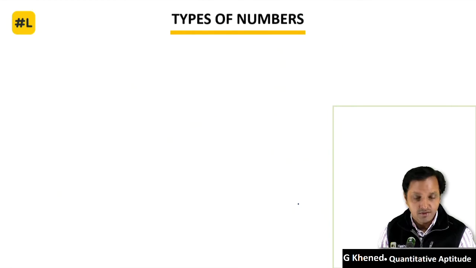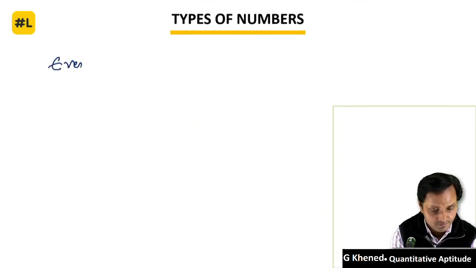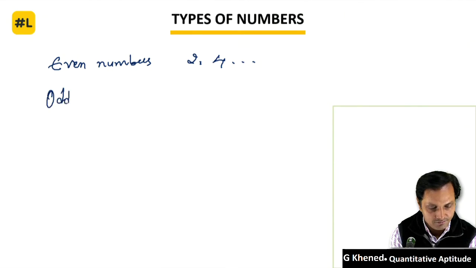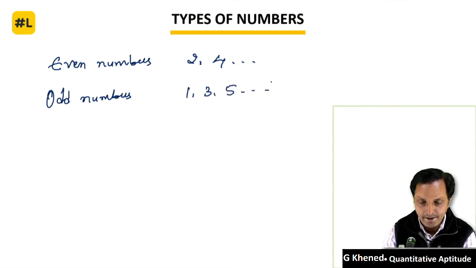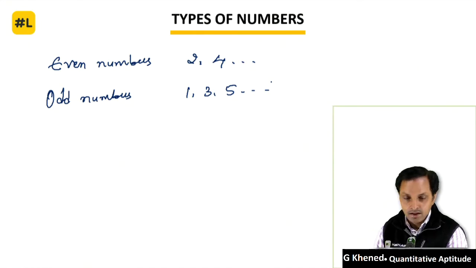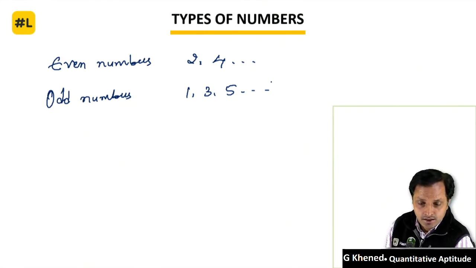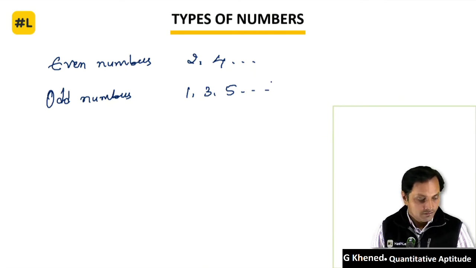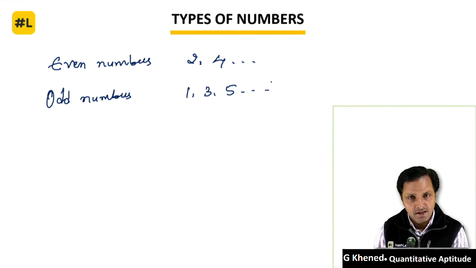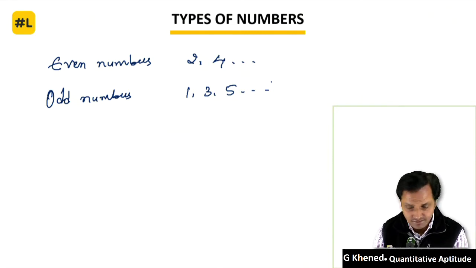Then you all know even numbers. They are nothing but multiples of 2: 2, 4, 6, 8. Odd numbers you all know. There is 1, 3, 5, they are odd numbers. So what we will do, we will take some examples after few minutes and we will analyze how to solve the problems on numbers.